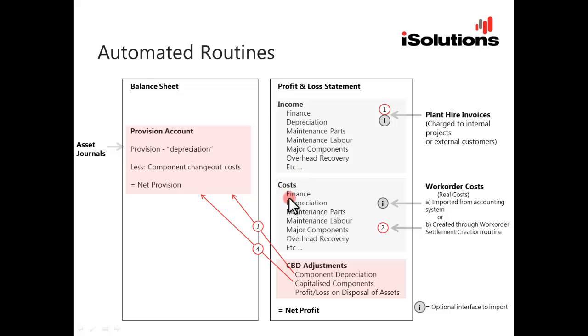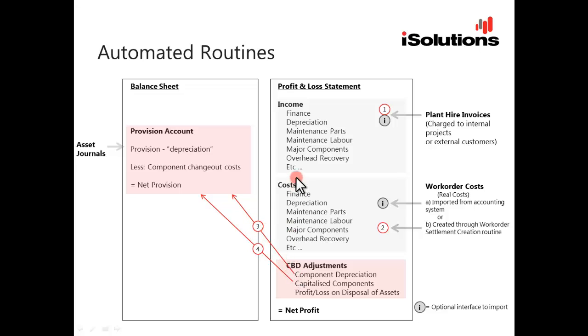You'd have your income, you'd have your costs, and a net profit. The next two automated routines are really aligned around maintaining this provision account. The first is your monthly, call it component depreciation or transfer of your component revenue to your provision account. And that's that first automated routine.